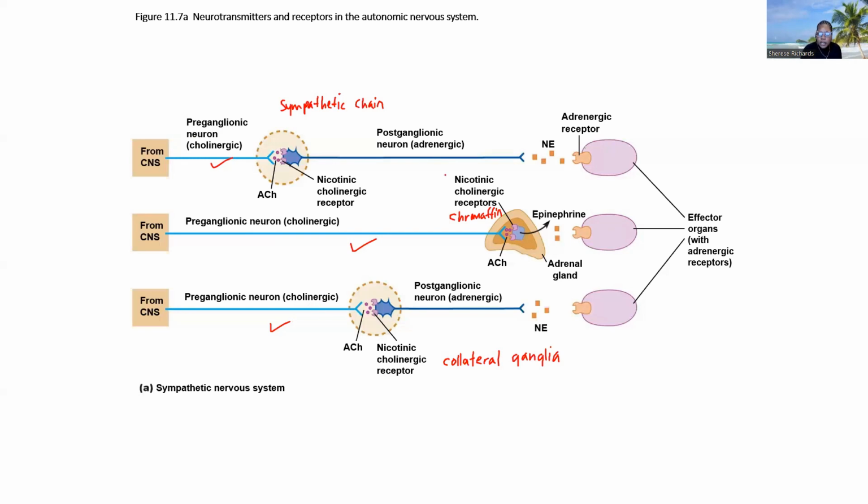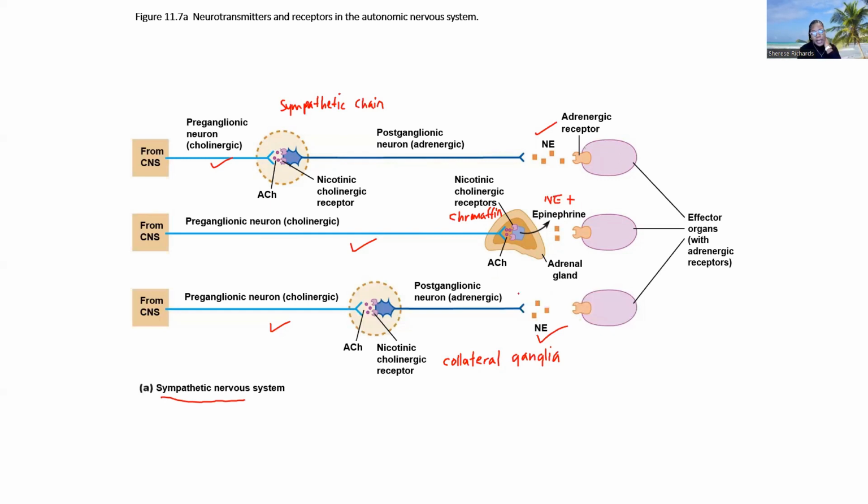For the postganglionic neurons, right, the second neuron, these are going to depend on the effector organ in question as well as sympathetic versus parasympathetic. So because we're looking at the sympathetic system first to start, the postganglionic neurons here will usually release norepinephrine. All right, usually release norepinephrine. For the chromaffin cells, it's going to be both. It's going to be norepinephrine plus epinephrine. Okay, and then we also want to think about the exception.